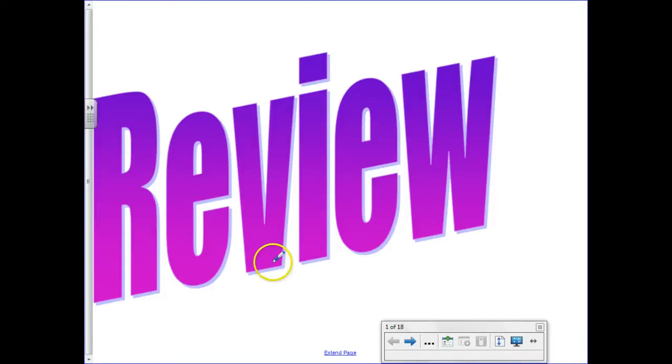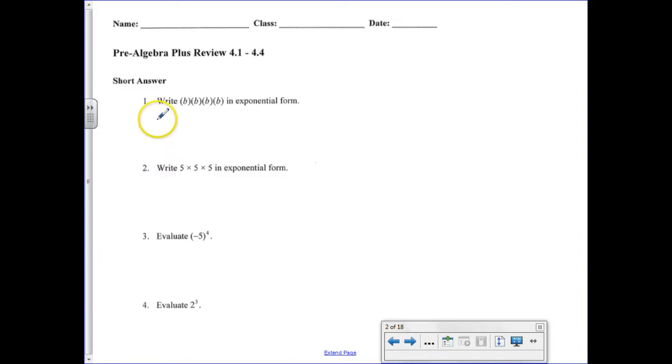All right, here's how you can check your review. Follow along on your review sheet and check your answers. Fix them if you do not have them correct, so you have a good resource to study from tonight. Okay, we'll start on this first page.